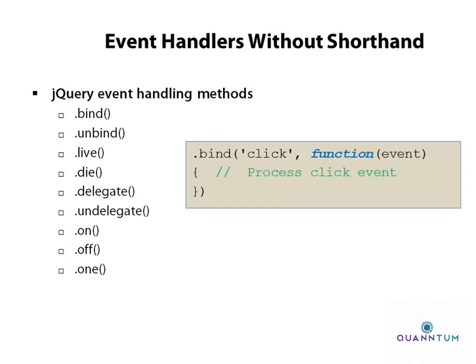Remember that we only had to pass the handler function as a parameter to the shorthand methods. That's because each name indicated the event for which it would attach. The bind method is generic and can be used to attach a handler for any event type. The event type is passed as a string in the first parameter, and the handler function is passed as the second parameter. This is the syntax most commonly used.